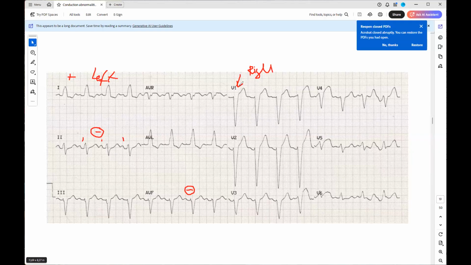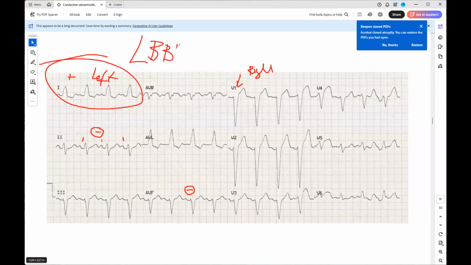What did I say? How can you recognize right bundle branch block or left bundle branch block? Whenever you do have the wide R wave, the block is there. Where do you have the R wave? Left side. So that's a left bundle branch block. And you have a pathological left deviation, but this can be due to left bundle branch block. So left bundle branch block itself can cause extreme left deviation. All right? Okay, good.